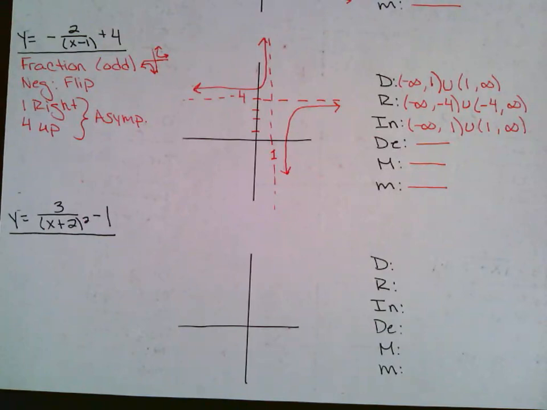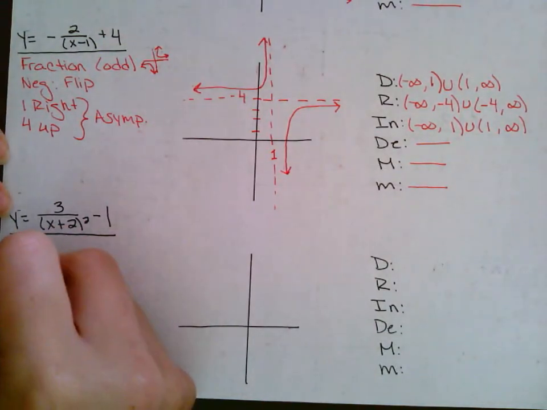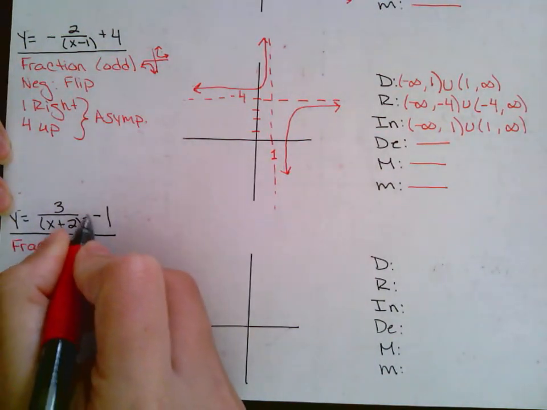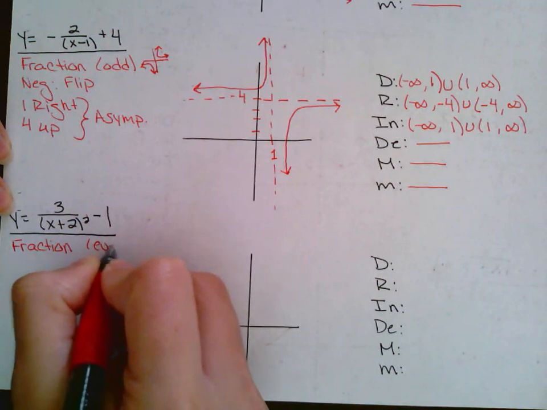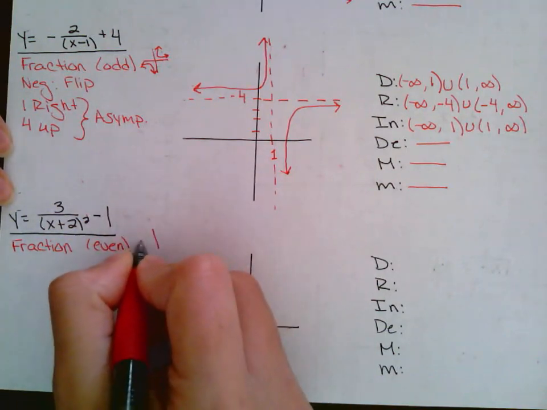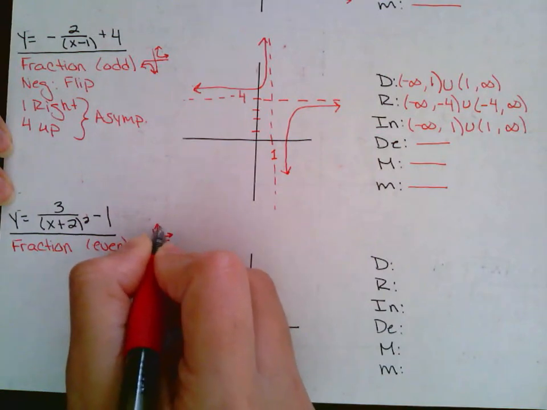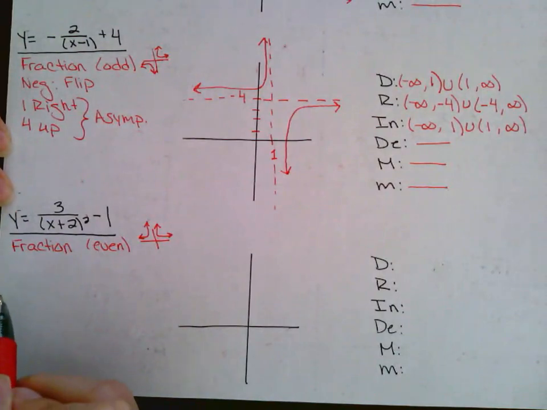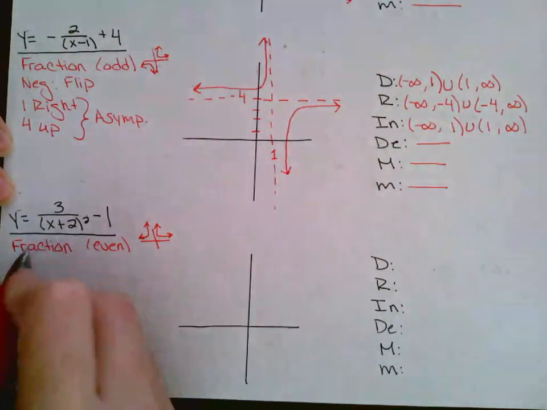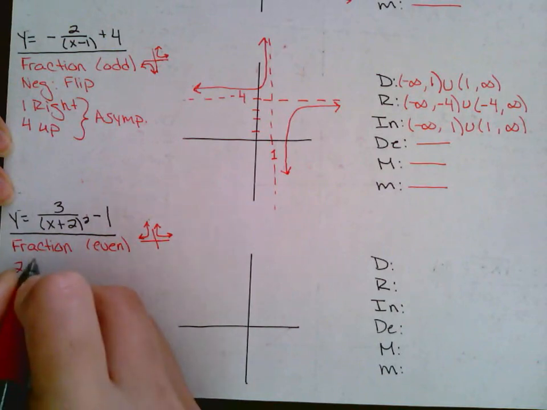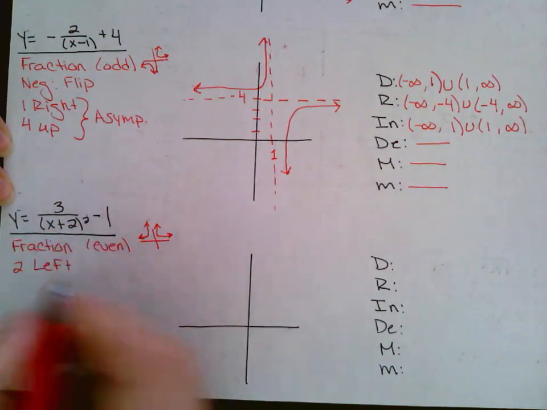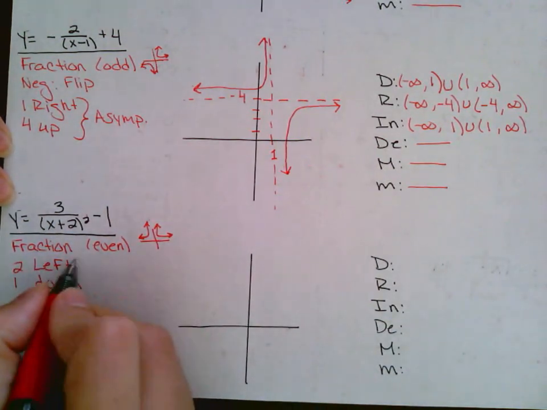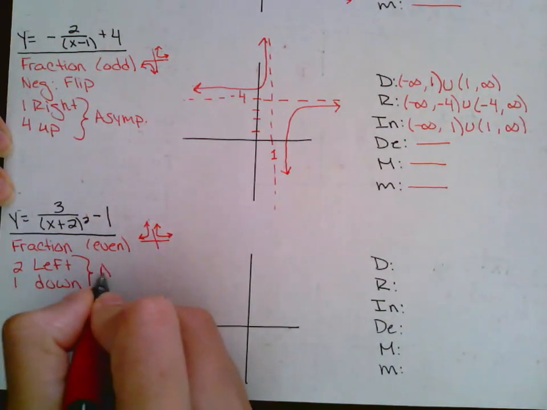Last one, okay? We have again a fraction. This time, the fraction has an even exponent, which means that they're both going to be up top. And if there was a negative, they would just both be on the bottom. This one does not have a negative, okay? It does have a +2 grouped inside, so side to side, opposite the sign, it's going to go 2 to the left. And then that minus 1 means it's going to go 1 down. That's on the outside. And again, these are the asymptotes.